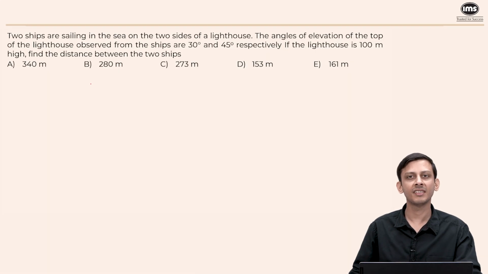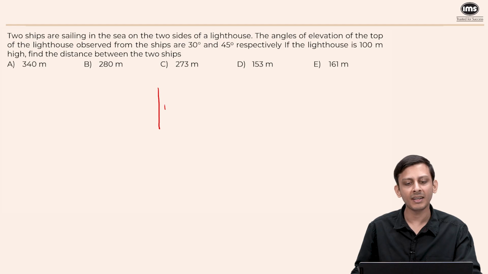2 ships are sailing in the sea on the 2 sides of a lighthouse. The angles of elevation of the top of the lighthouse observed from the ships are 30 degrees and 45 degrees respectively. If the lighthouse is 100 meters high, find the distance between the 2 ships. Let's say that this is the lighthouse, which is 100 meters high. Now the 2 ships are on the 2 sides of the lighthouse. So one ship is on one side and one ship is on the other side.